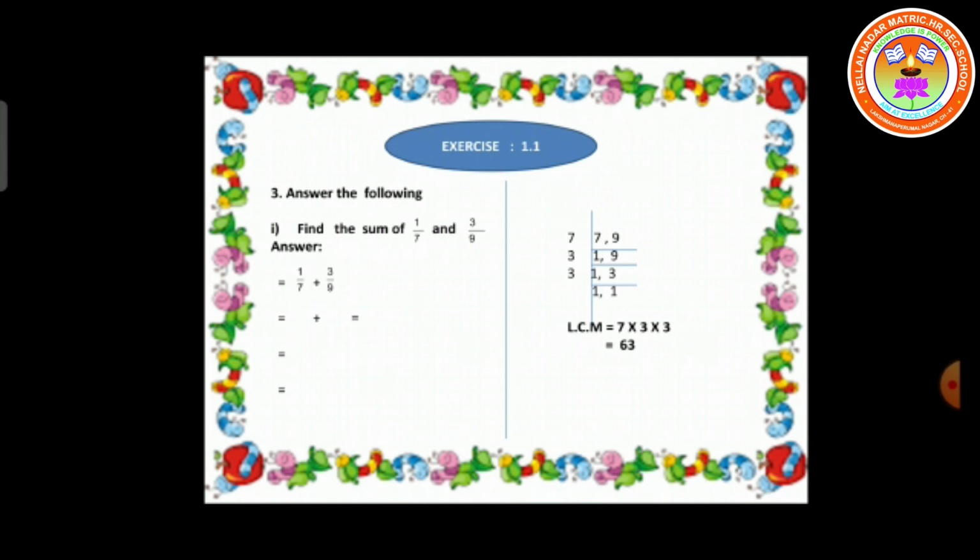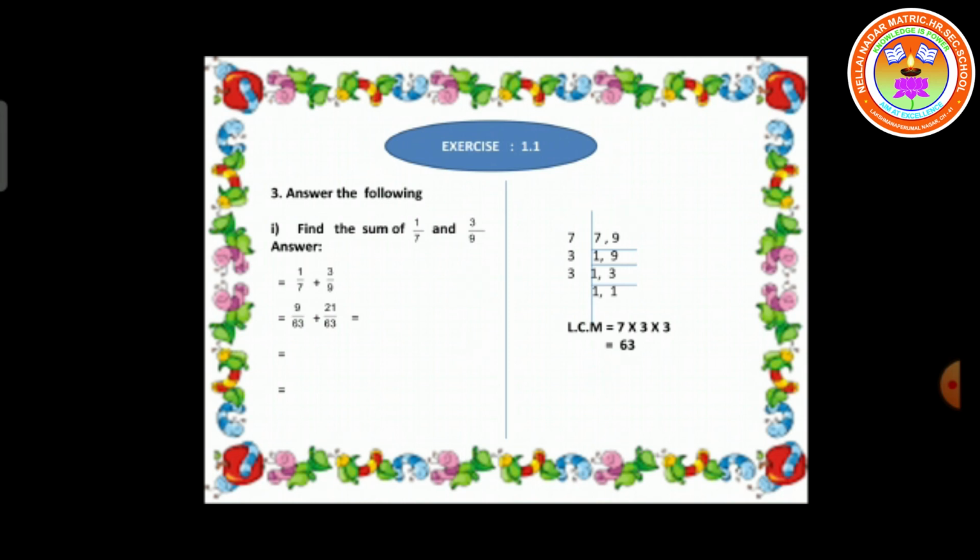So take 1 by 7. What is multiplied with 7 to get 63? In the 7 tables, 7 nines are 63. So multiply that 9 with both numerator and denominator. So we will get the answer 9 by 63. Same thing, 3 by 9: 9 sevens are 63. So multiply both numerator and denominator, and we will get 21 by 63.